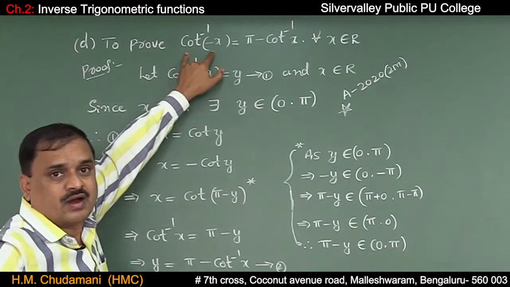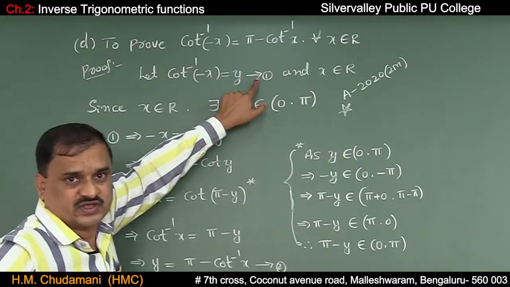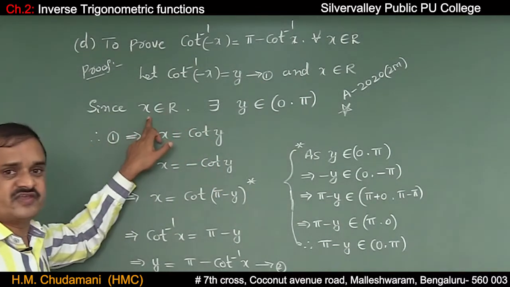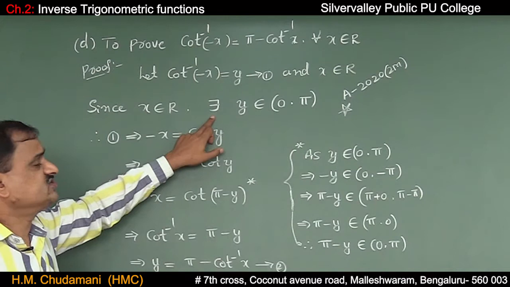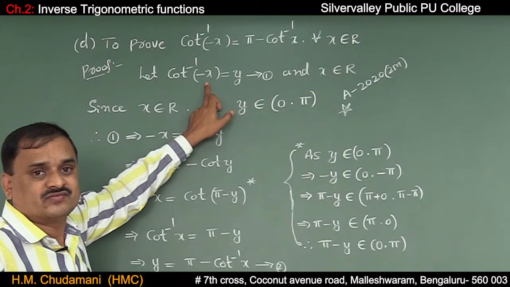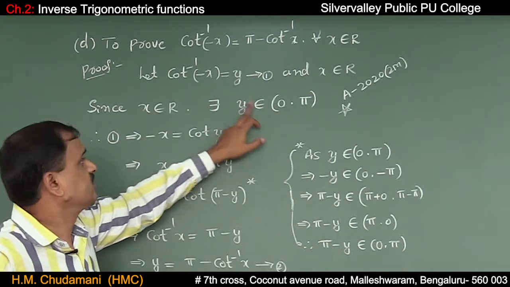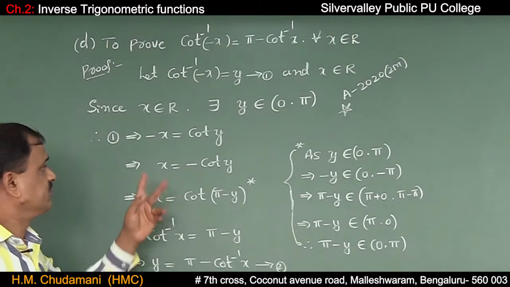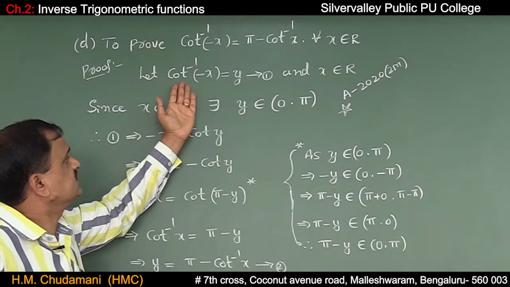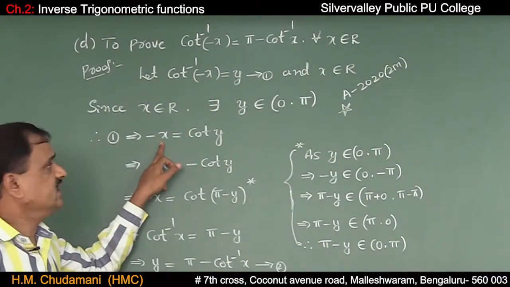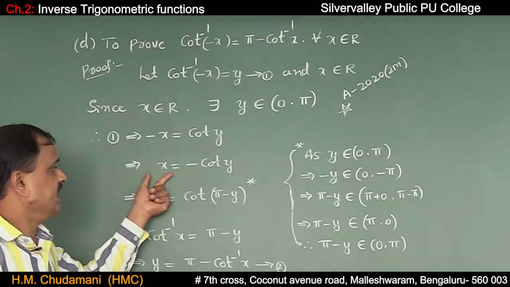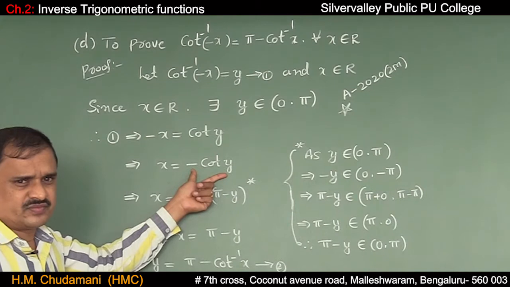Let cot inverse of minus x is equal to y. Say some equation 1, and x belongs to real number. Since x belongs to real number, there exists unique y, y belongs to the open interval 0 comma pi. Open interval 0 comma pi, for x from minus infinity to plus infinity. So inverse of this function exists, means equation 1 can be written as minus x is equal to cot y. Multiply with minus sign. X is equal to minus cot y.